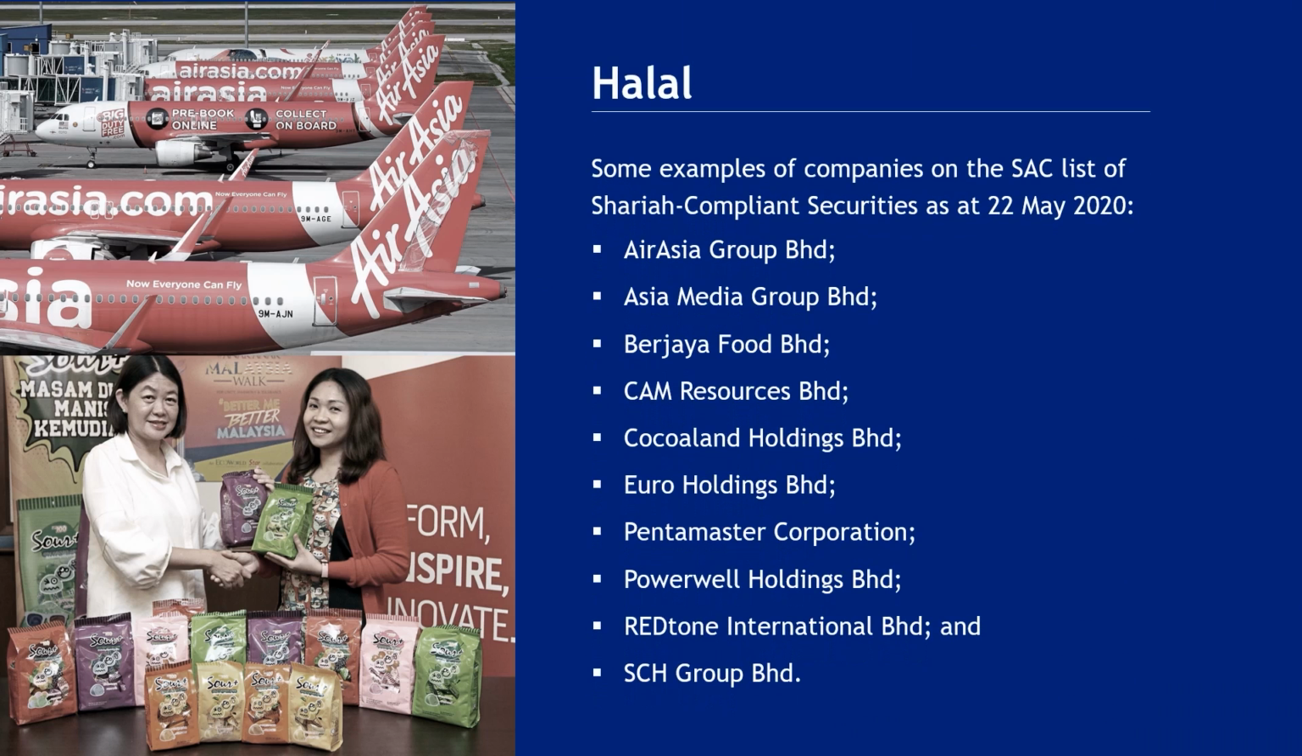Some examples of companies on the SAC list of Sharia-compliant securities as at May 22, 2020: AirAsia Group BHD, Asia Media Group BHD, Berjaya Food BHD, CAM Resources BHD, Cocoland Holdings BHD, Euro Holdings BHD, Pentamaster Corporation, Powerwell Holdings BHD, Redtone International BHD, and SCH Group BHD.